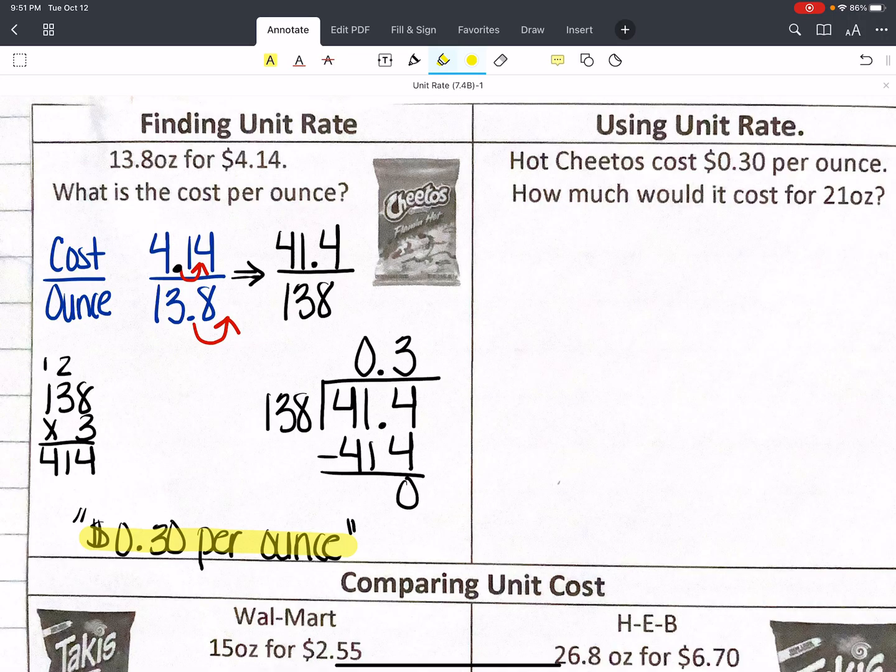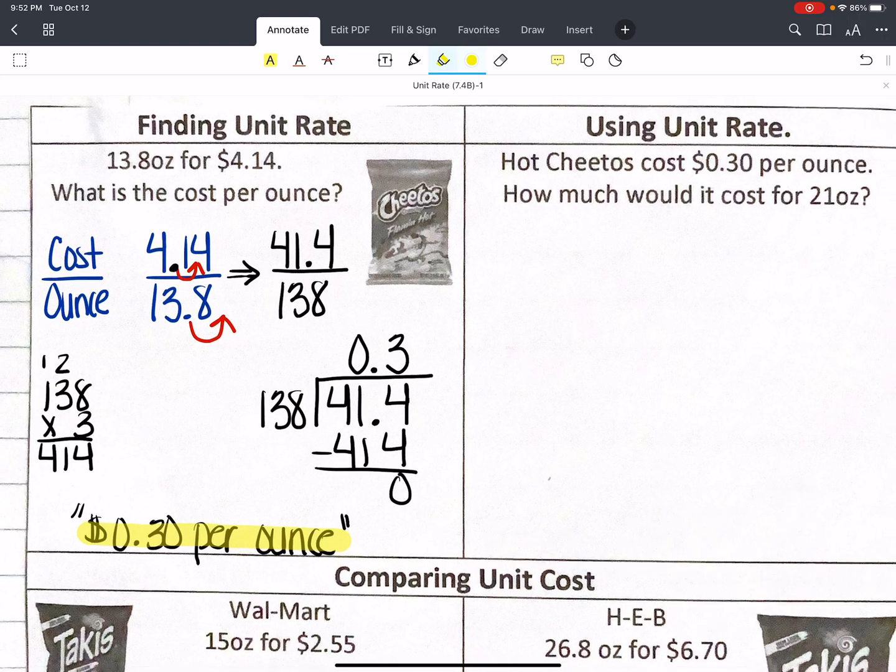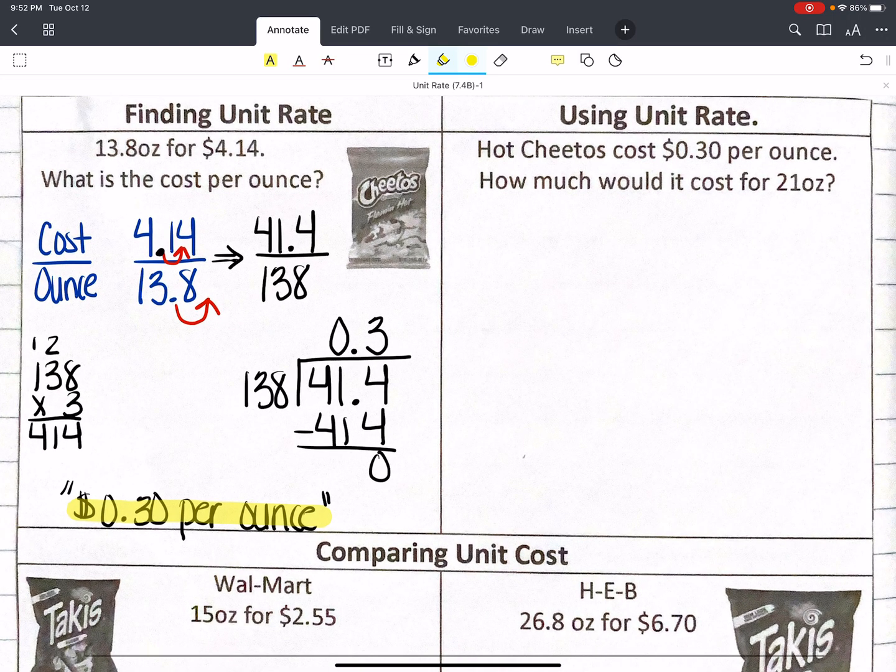So that was pretty simple. We just go backwards and divide. Sometimes they're going to give you the unit rate, and you're going to have to figure out the total cost. So instead of dividing, we're going to actually do the opposite and multiply. Because notice here how they give you how much you're paying per ounce for the hot Cheetos, which is 30 cents. Now, you're buying a total of 21 ounces.